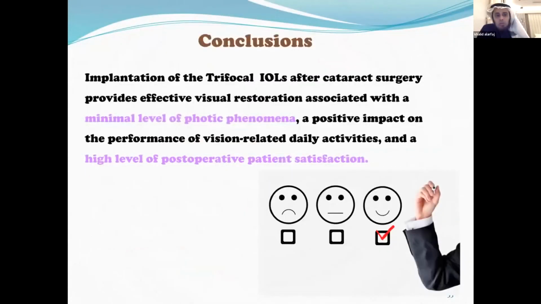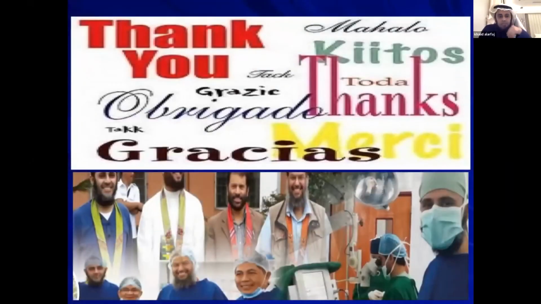And this is my conclusion. Implantation of trifocal lenses for cataract surgery will give a minimal level of photophenomena, which might have a positive effect on the performance of vision-related daily activity and a high level of post-operative patient satisfaction. Thank you so much.